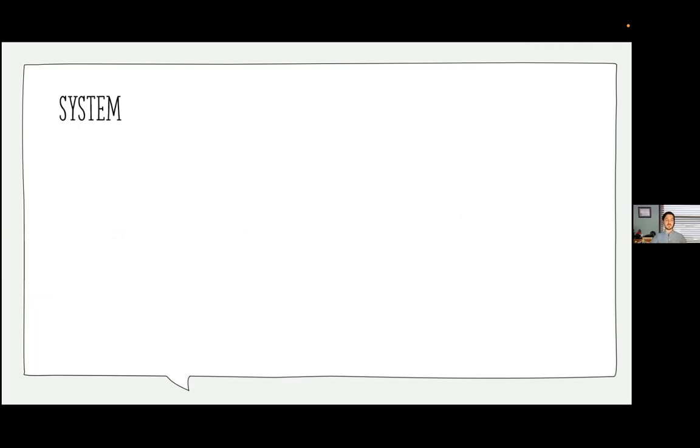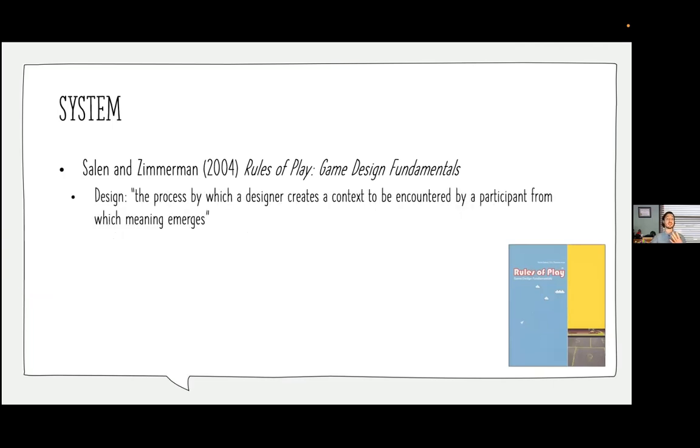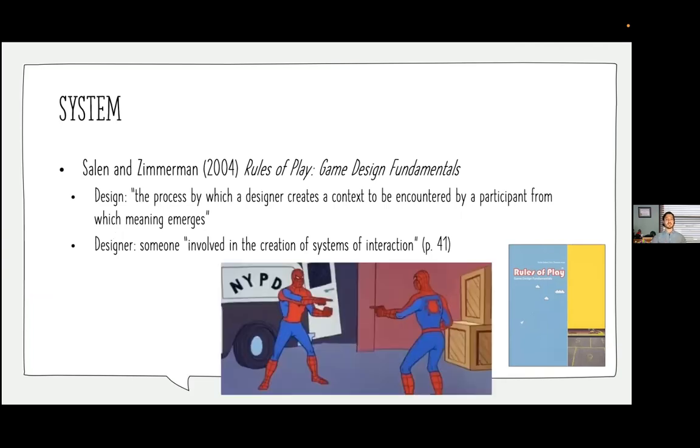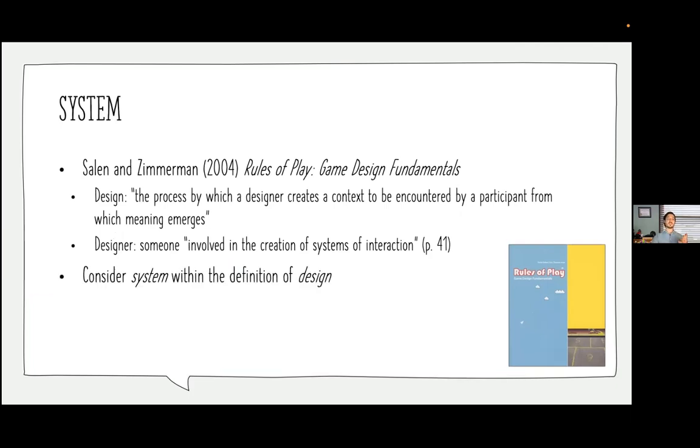What does a system have to do with this? In Salen and Zimmerman's seminal book, Rules of Play, they say design is the process by which a designer creates a context to be encountered by a participant from which meaning emerges, and a designer is involved in the creation of systems of interaction. That's what we do, right? Every day we plan lessons, designing systems of interaction. So consider system within the definition of design.